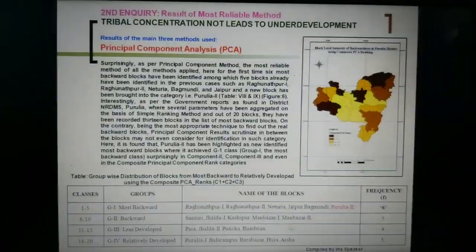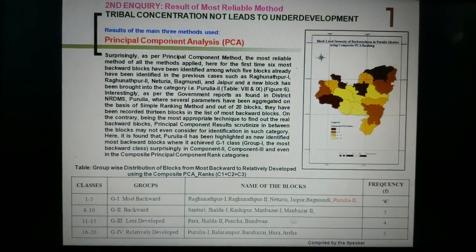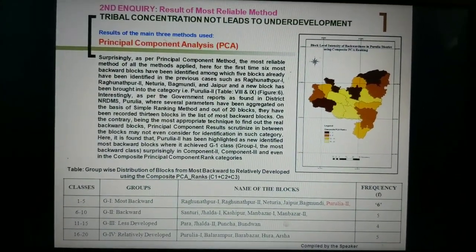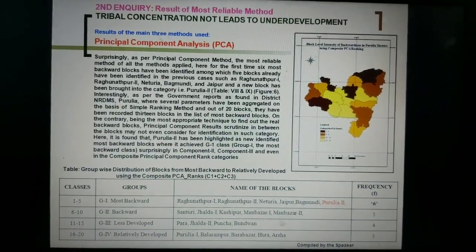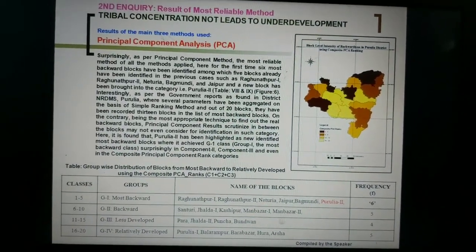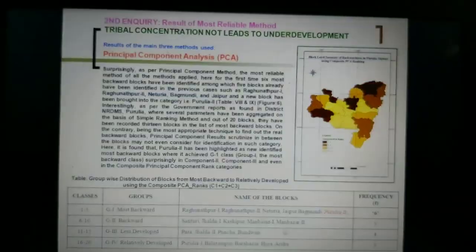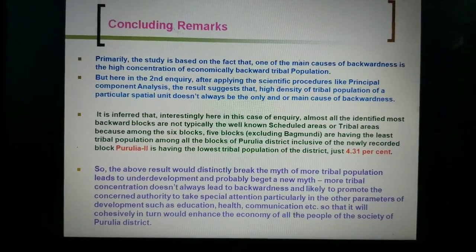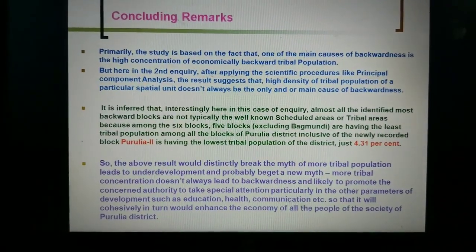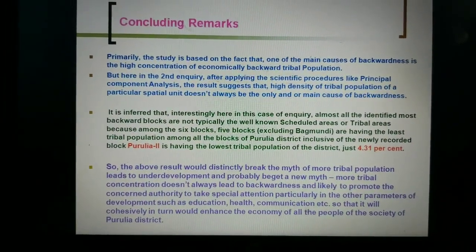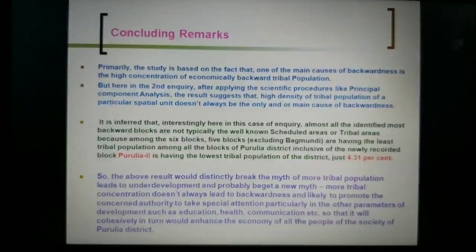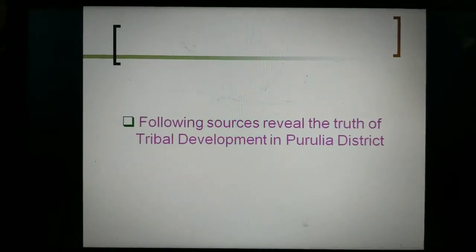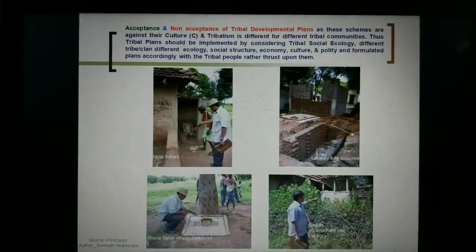So the above result would distinctly break the myth that more tribal concentration leads to underdevelopment, and probably beget a new myth that tribal concentration does not lead to underdevelopment. It is likely to take the concerned authority to pay special attention to other parameters of development such as education, health and communication, so that it will cohesively enhance the economy of all the people of the society of Purulia district. Now, further results would reveal the truth of tribal development policies going on in Purulia district.